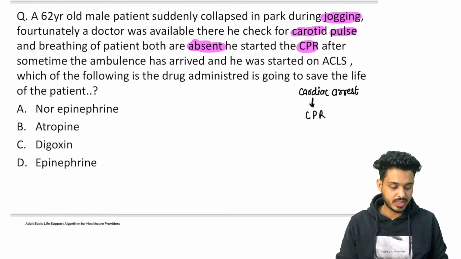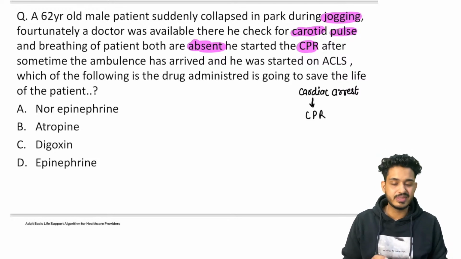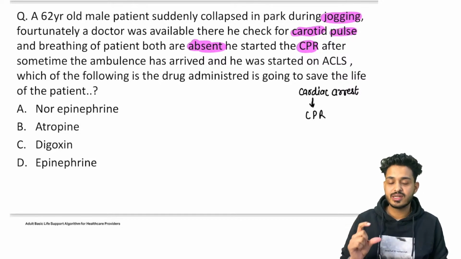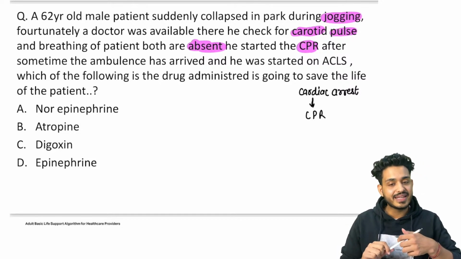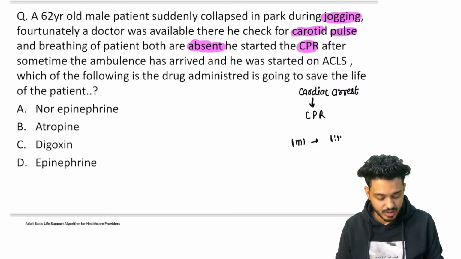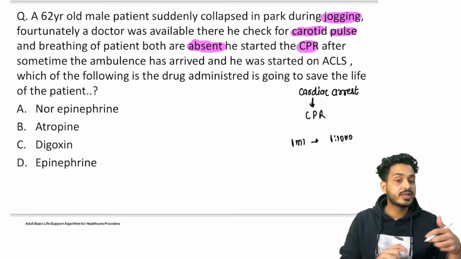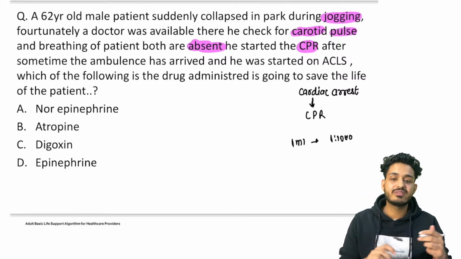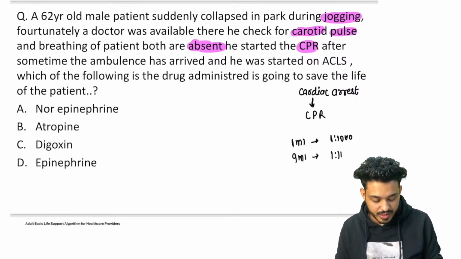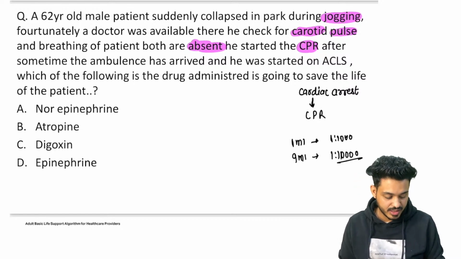No, Shubham, 1 is to 10,000 IV. 1 is to 1000 means what? Let me make you understand. You have a vial of injection, right? If I take 1 ml out, that is the concentration 1 is to 1000. Now, if I dilute it with 9 ml of saline, it becomes 1 is to 10,000. And this is the dose we are giving.